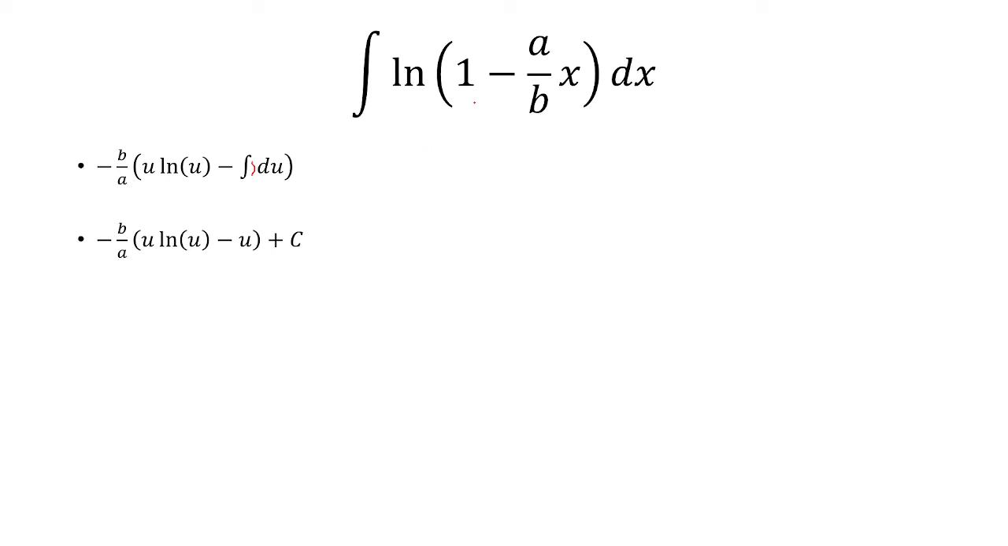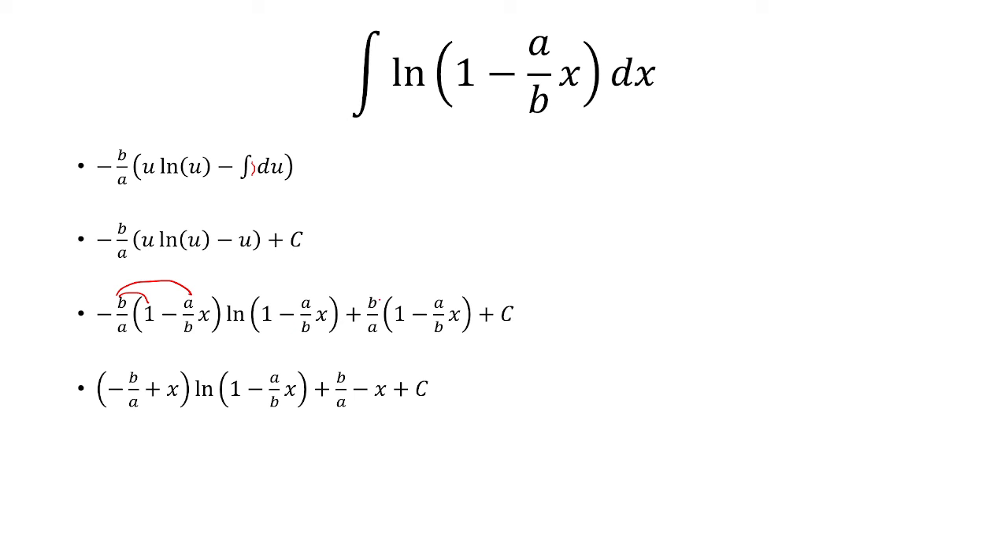We have let u equal whatever was inside the parentheses. So replace u with 1 minus a over b times x. And now what we're going to do is distribute the negative b over a to the 1 and negative a over b times x. So the 1 turns into negative b over a, and then the constants will cancel, the negative b over a and negative a over b. So the coefficient of x will be 1.